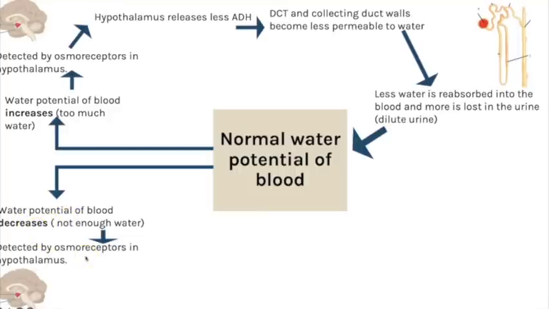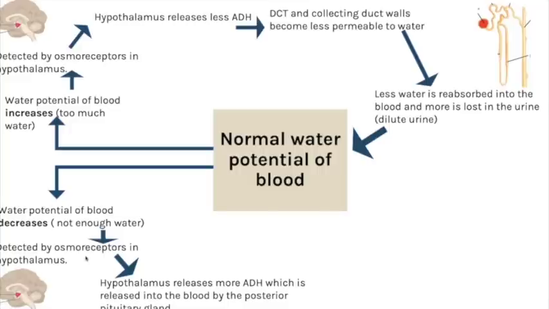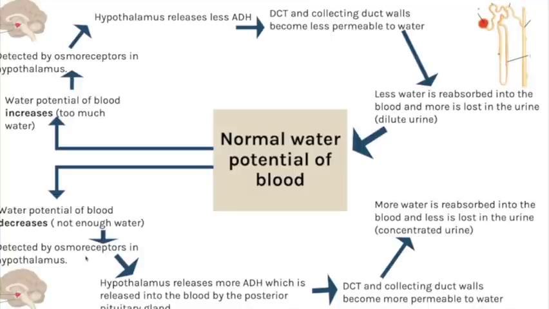If you have very concentrated blood, or the water potential is more negative, that again will be detected by the osmoreceptors in the hypothalamus. The hypothalamus will release more ADH, which is released into the blood by the posterior pituitary gland. The DCT and the collecting duct walls become more permeable to water, so more water is reabsorbed into the blood and less is lost in the urine. And that will bring your water potential back within the normal range.